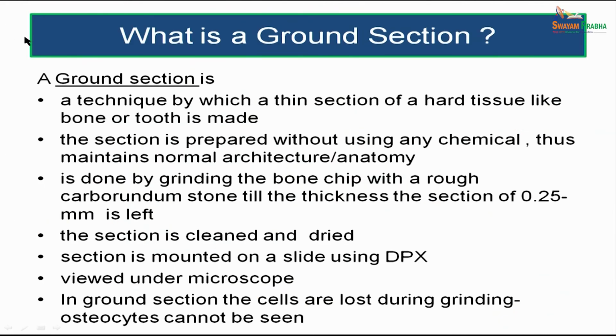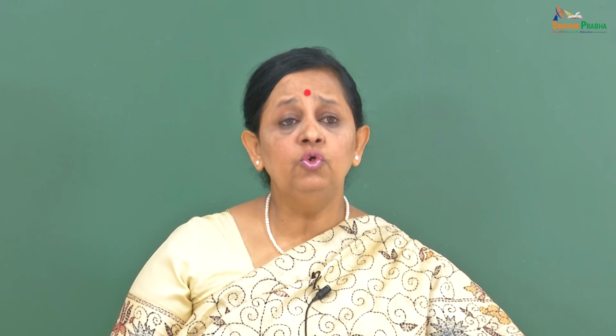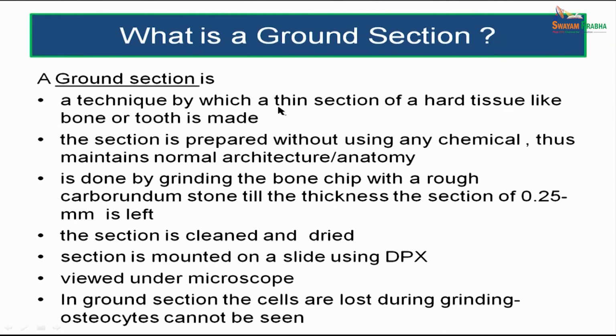What is a ground section? Now, why must we know this term ground section? Because when we learn histology, when we see the slides of bone, we see a ground section of bone. So, how do we do a ground section? It is a technique by which a thin section of a hard tissue like a bone or tooth is made. That means, we are taking a section. The section is prepared without using any chemicals. Therefore, the normal architecture of the bone or tooth is retained.